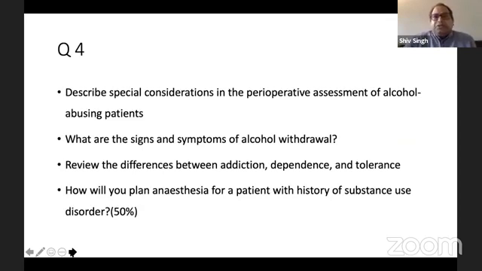Coming to the fourth question, which is about substance use disorders or SUD. The first part is: describe special considerations in the perioperative period assessment of alcohol-abusing patients. In the West, this is not a very uncommon thing. What are the signs and symptoms of alcohol withdrawal? What is the difference between addiction, dependence, and tolerance? And how will you plan anesthesia for a patient with a history of substance use disorder?